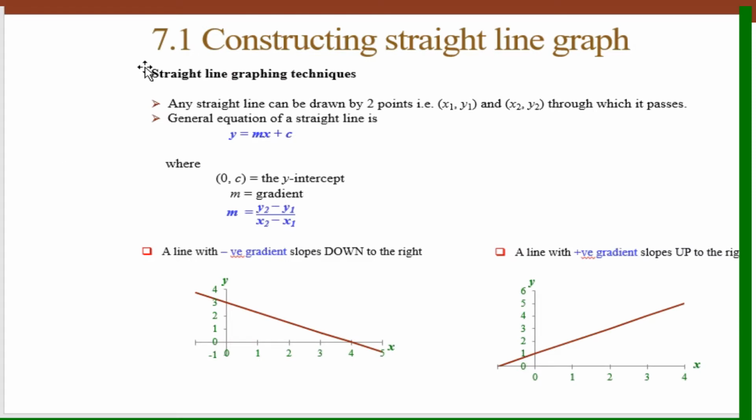Alright. Straight line graphing technique. So let's look at this. You'll be looking at the y equals to mx plus c line. So m is your gradient, c is your y-intercept. How do you find your gradient? y2 minus y1 over x2 minus x1. So any line which slopes downwards has a negative gradient. Any line which slopes upwards has a positive gradient.